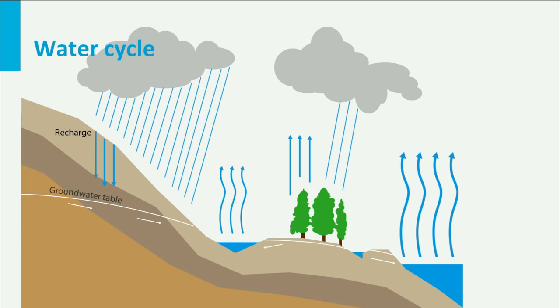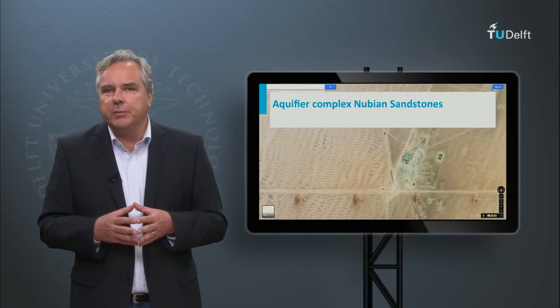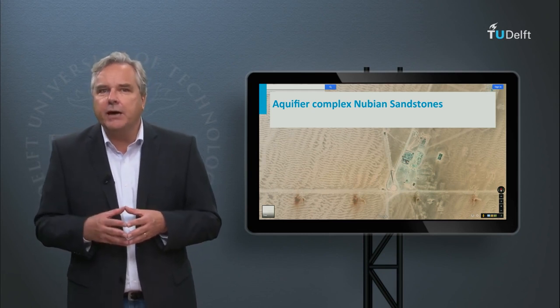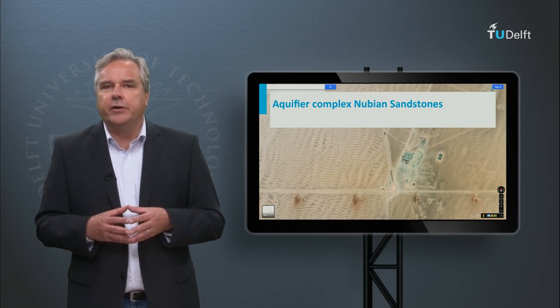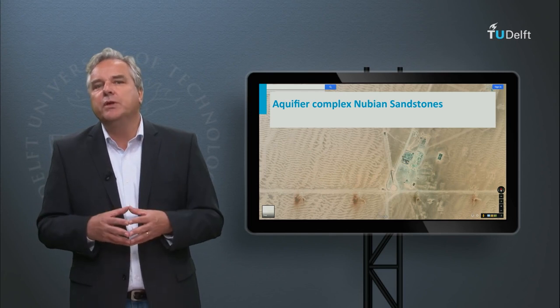A lot of the groundwater we find infiltrated locally, but it can also infiltrate upstream and move downward through the aquifers. Sometimes water infiltrated a long time ago under a different climate, and this water is still available to be pumped up. A famous example is the aquifer complex of the Nubian sandstones under the eastern part of the Sahara, where water is pumped up that infiltrated 100,000 to 1 million years ago.